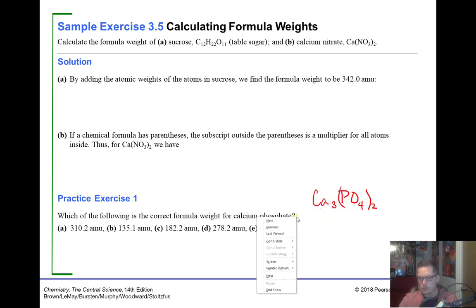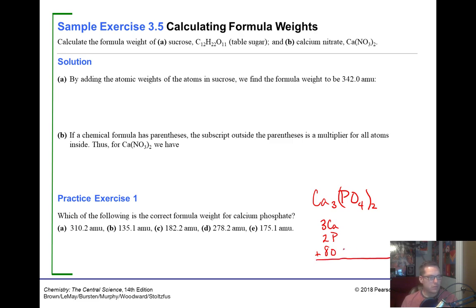Oops, not highlighter. Pen. Okay, so there's calcium phosphate. Now we're going to add them all up. So we take 3 times the calcium, and how many phosphoruses do we have? Well, we have 2 of them, because of that subscript 2. So 2 phosphoruses and then 8 oxygens. All right, we're going to add them up.